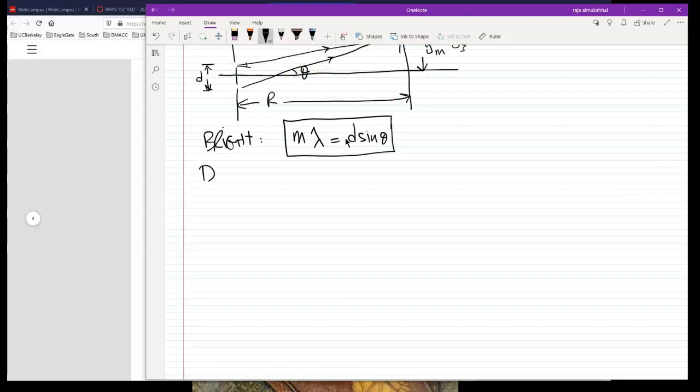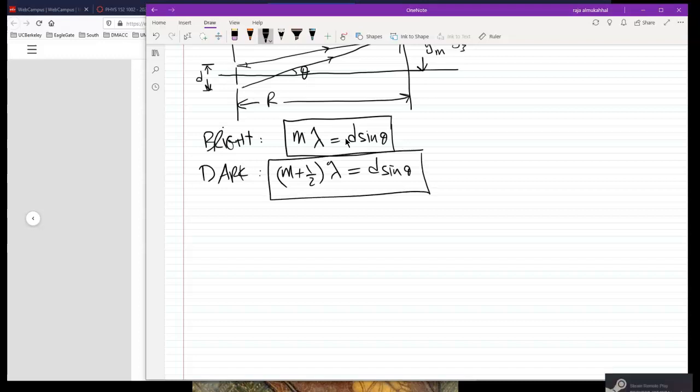Now for dark, it's the same formula except that you add a half because it's half a wavelength: (m plus 1/2) lambda equals d sine theta. Same thing, d sine theta. But for dark, you always add that 1/2. So if you see a half here, it means it's a dark fringe.